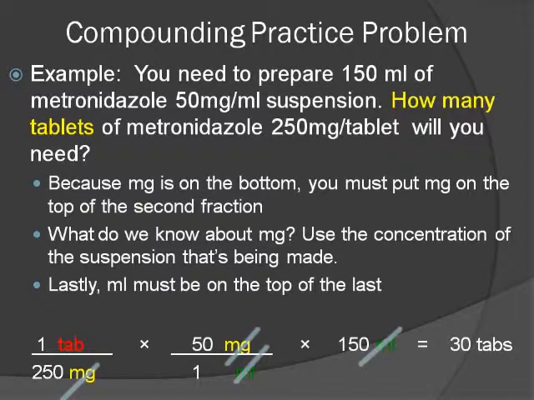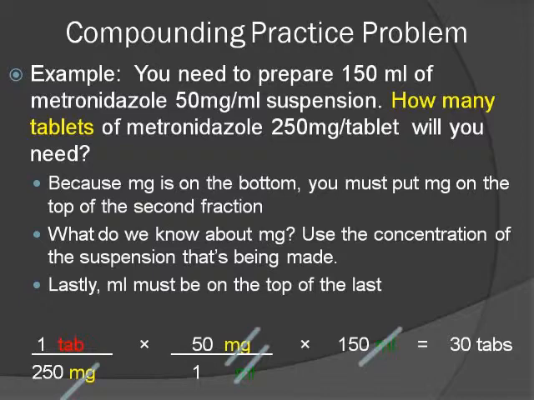That's the route I do it. I kind of go from top to bottom, then top to bottom. Some people just go all the way across, which is totally fine as well. In that case, you would do 1 multiplied by 50 multiplied by 150, then divided by 250, and divided by 1. And what I'm speaking, you can actually directly follow that on your calculator.